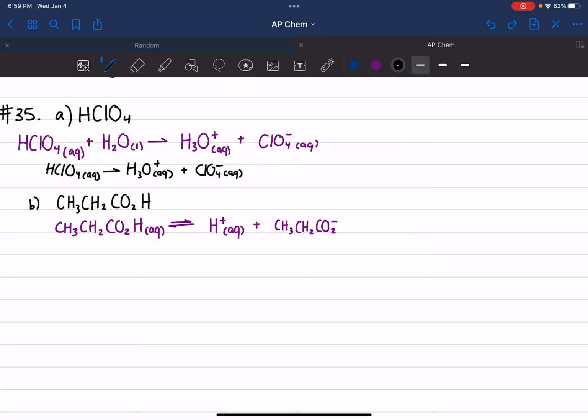The connection to make right now is that I know this is a weak acid, so I know my conjugate base is going to be strong, and I know that my conjugate base is going to be stronger than water. So I just want to note that.